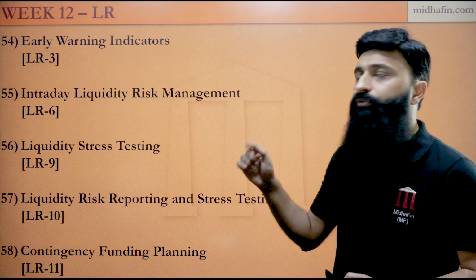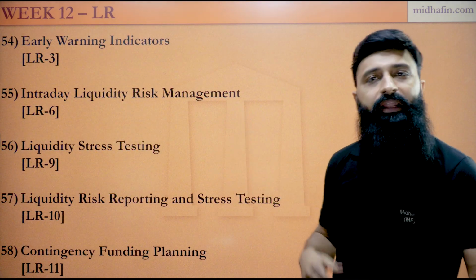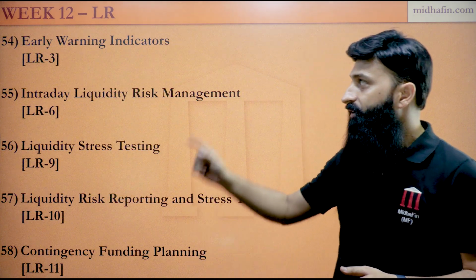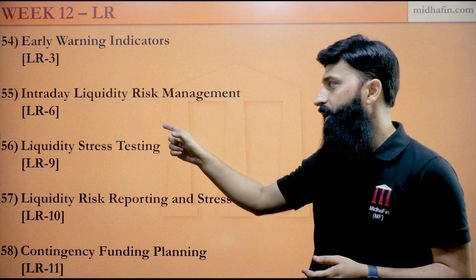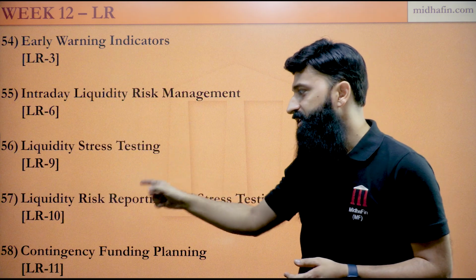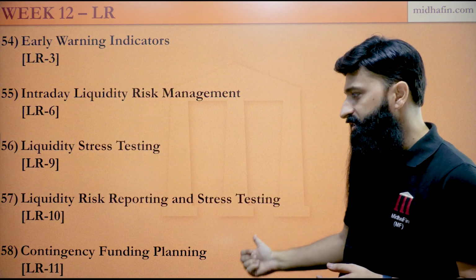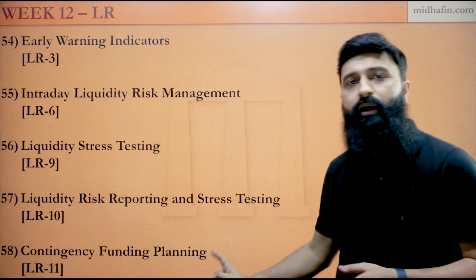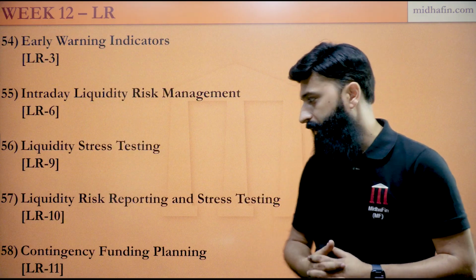Okay, now moving on to week 12, again we'll continue with liquidity risk only. So we have early warning indicators, intraday liquidity risk management, liquidity stress testing, liquidity risk reporting and stress testing, and contingency funding planning. These 5 chapters are there.